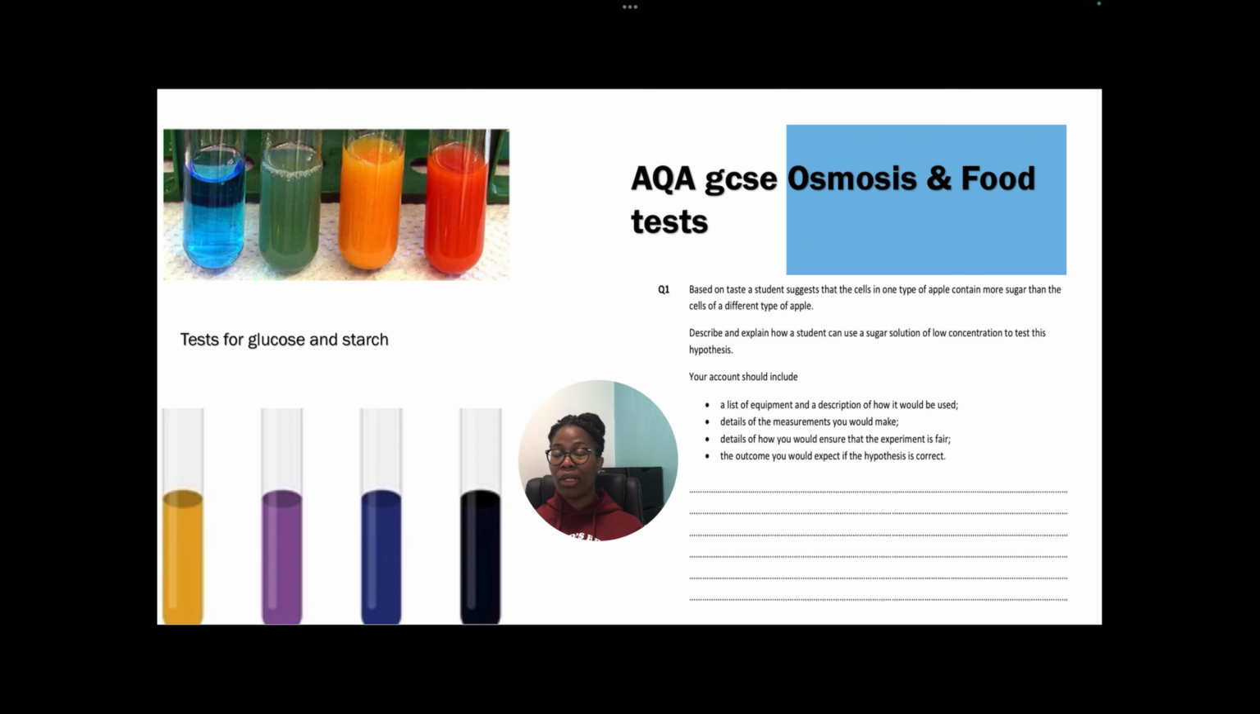So please observe as I complete these questions. These will give you an example of what to expect in your GCSE exam.